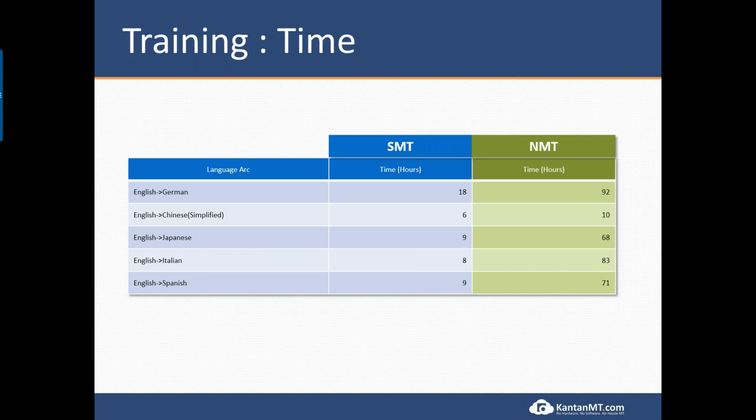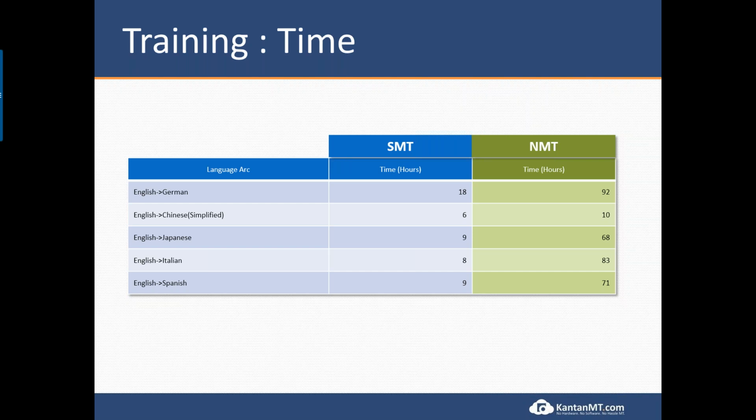So now that we've normalized the training data, and it's the same data used across both engine types, what's the training time like? Well, for SMT, as you know, if you're familiar with using the KantanMT platform, the SMT training time is super, super quick. So, for instance, for the German engine, it took 18 hours to train that engine. It took 6 hours to train the Chinese engine, 9 hours for the Japanese engine, and so on. So that's all within a working day, and that's what we refer to as production capability or production viability.